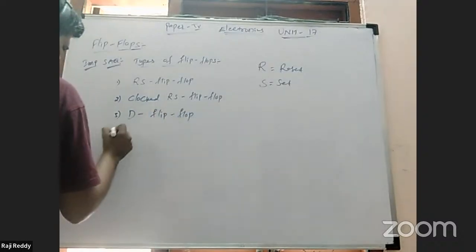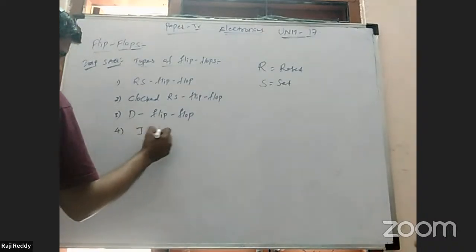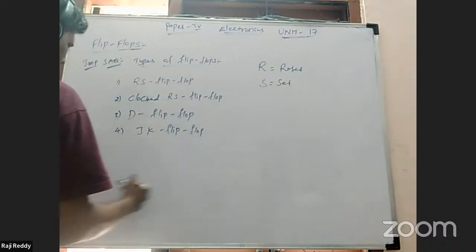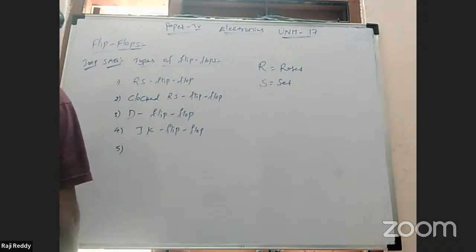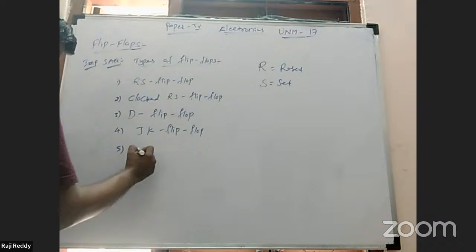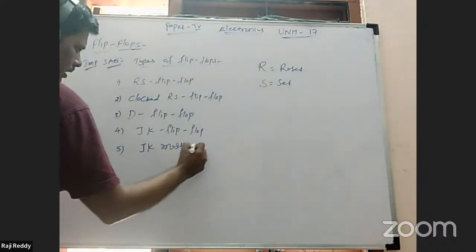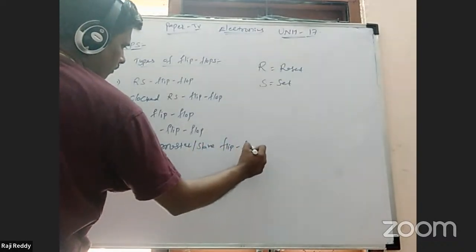D flip-flop. Fourth one, JK flip-flop. JK flip-flop. Just names only enough. Next, JK master slave flip-flop. That's it. 5 names are 5 marks there.